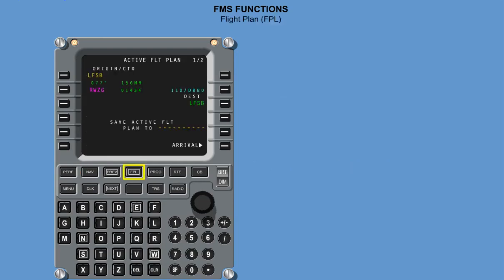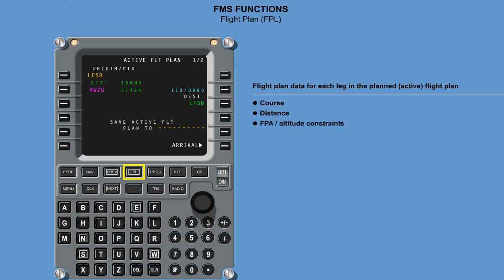Flight plan. This function provides flight plan data for each leg in the planned, active flight plan including course, distance, and FPA altitude constraints. It is also possible to create a flight plan, select a stored flight plan, and load a flight plan from a disk.